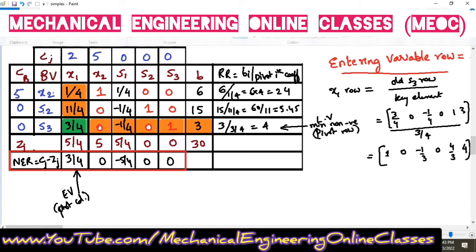So whenever you are writing the row, it should be from the first variable to the resource column. Don't omit the resource column. Unless you find the resource row, you cannot directly find the values of BV. If you are not including the B column, how can you say that x2 is equal to 6, s2 is equal to 15, s3 is equal to 3? So for us to read out the values of basic variable from the table, we have to include the B column also.